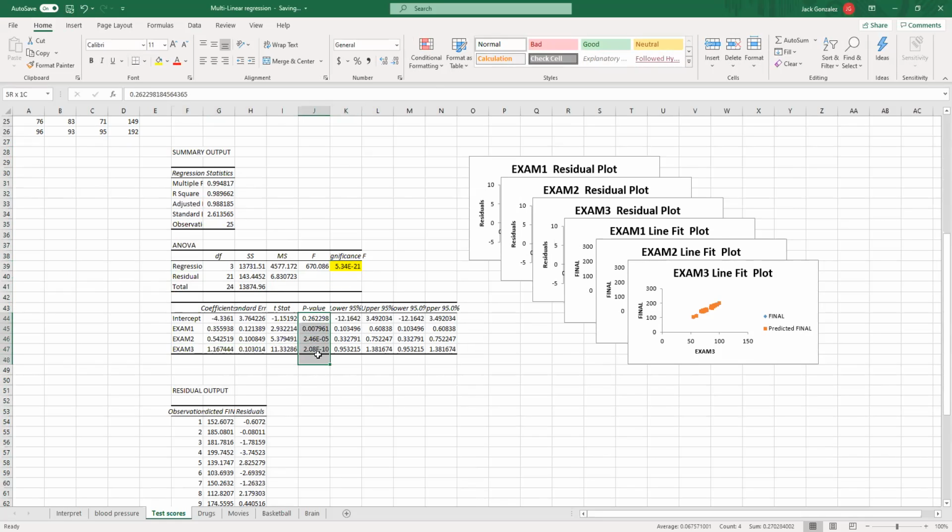We have 3 factors and an intercept right here, and the p-values for each one. It looks like all the exams have some impact. They're pretty small. Exam 1 has a smaller impact, which I guess kind of makes sense. It's still technically impacting it because it's less than 0.05.